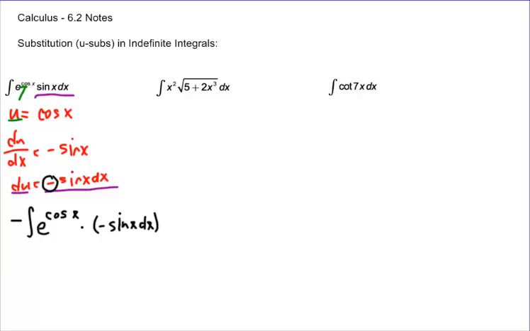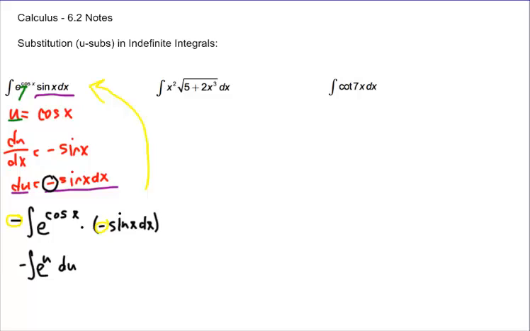Okay, this is what it's going to look like. And notice that if I distribute this negative sign in the front back in, I get back to where I originally started. Which is why it's important to have that. When you substitute, you need to be able to get back to your original guy. And so now my integral becomes negative e to the u du.